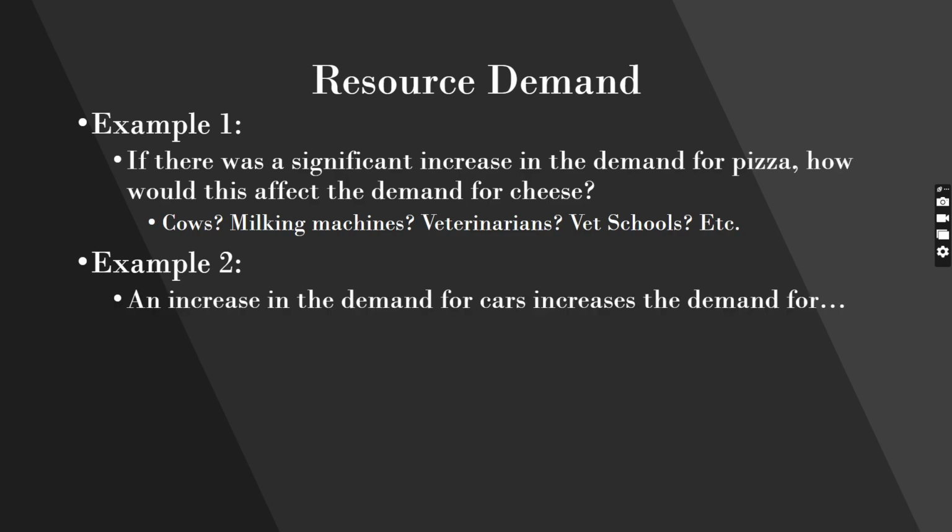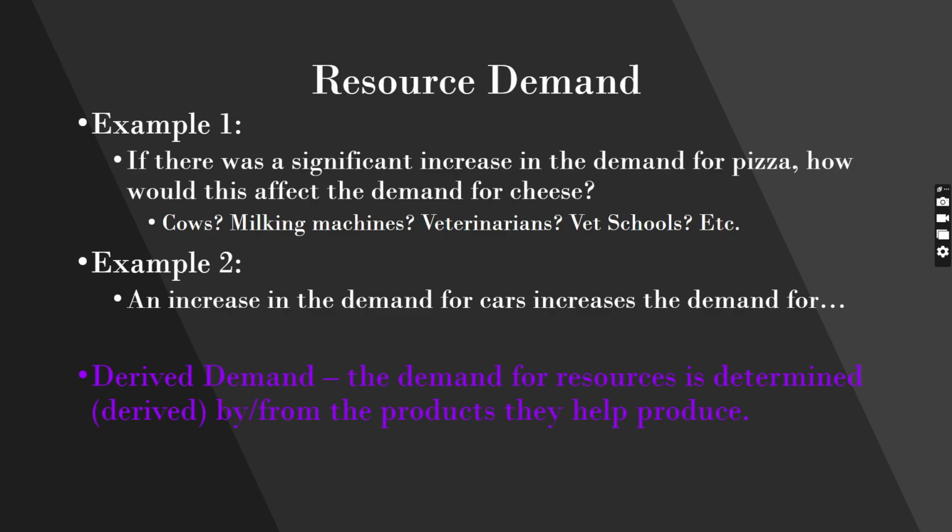Another example, let's say there's an increase in the demand for cars, and this could increase the demand for lots of other things like tires, like gasoline, like paint for the exterior of cars, like who knows, lots and lots of things. So this is the concept of derived demand, and this is in a different color because it is of utmost importance that you understand that the demand for resources that we're analyzing in factor markets is determined or derived from the products they help produce.